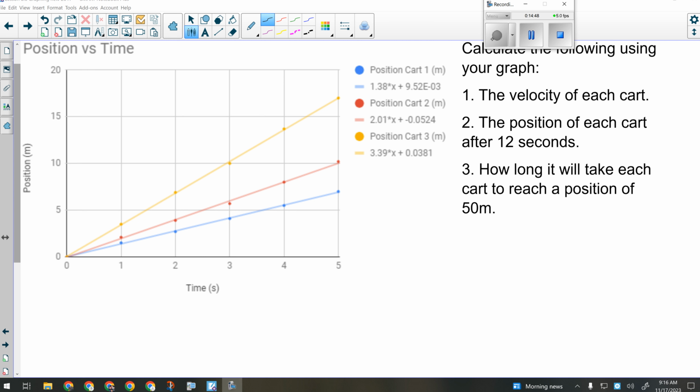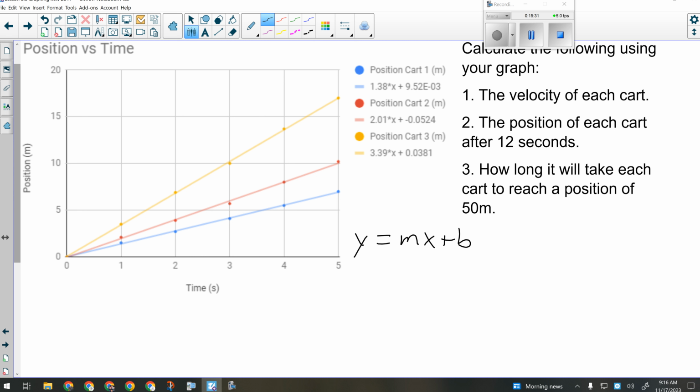Question number 2 wants to know the position of each cart after 12 seconds. So in terms of y equals mx plus b, what are they asking me to find? Why? How do I know that? What's on the y-axis? Position. So if they're asking me for position, I just look at what axis position is on, and I know I'm solving for that. So that means I don't even have to manipulate this equation. I just have to plug in what for x? 12. Okay? They want to know what is y when x is 12. On this graph, that is what is the position at 12 seconds.